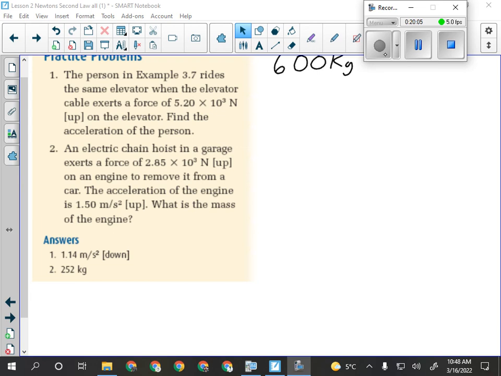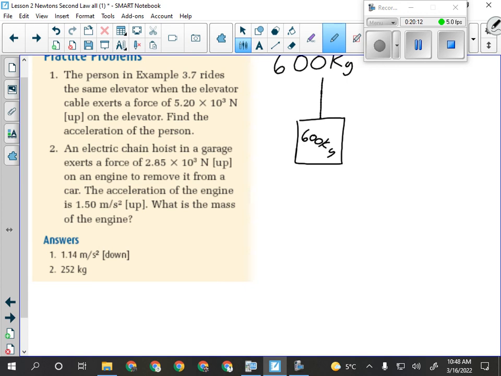So for question number 1, we have the same elevator that we had before. So we have a 600 kilogram mass being pulled upwards by 5,200 newtons worth of force and being pulled downwards by the force of gravity, which is m times g. And since it's the same elevator and it's still on Earth, we would assume that this is still 5,886 newtons, which is 600 times 9.81. Are we all right with the setup? Okay, what's my next step?